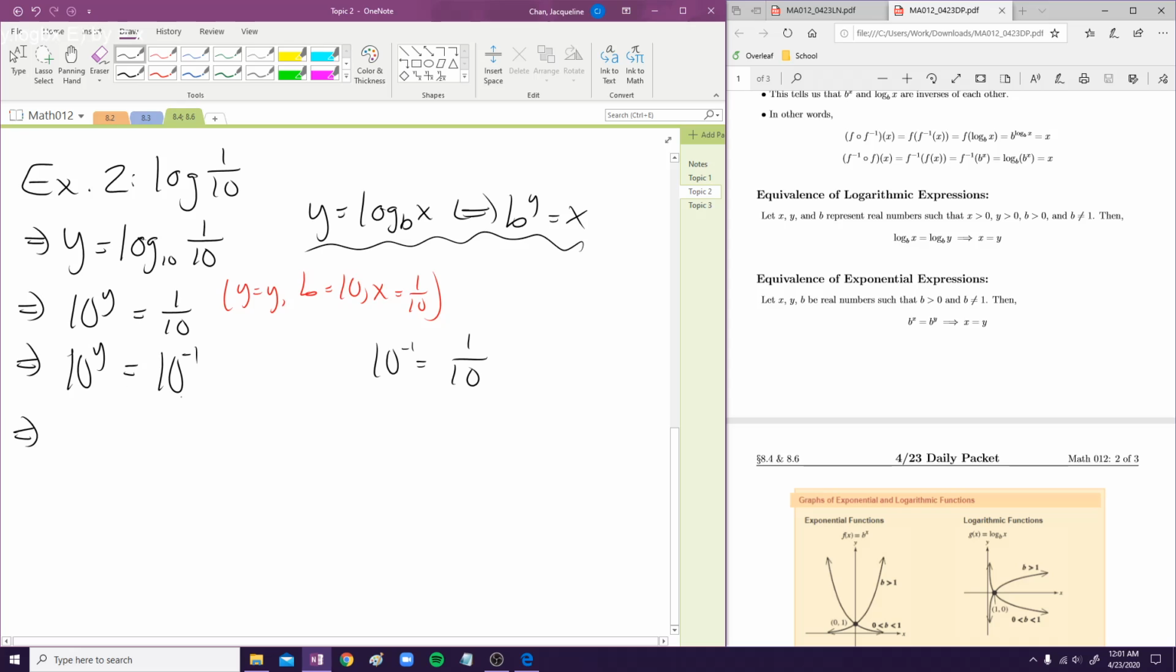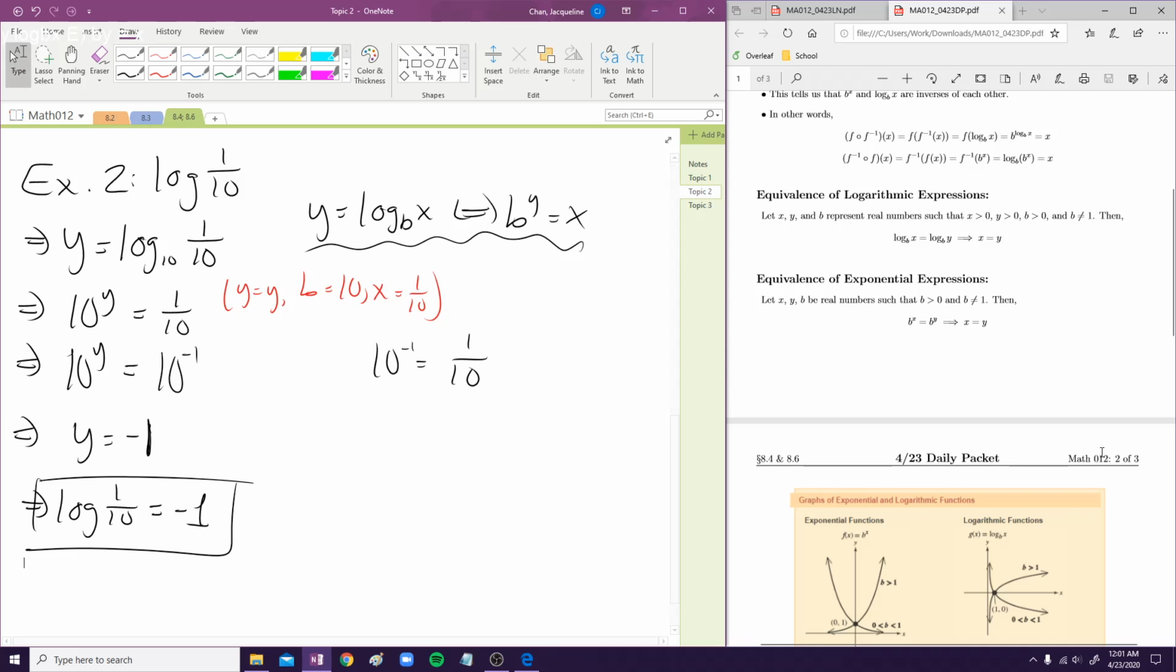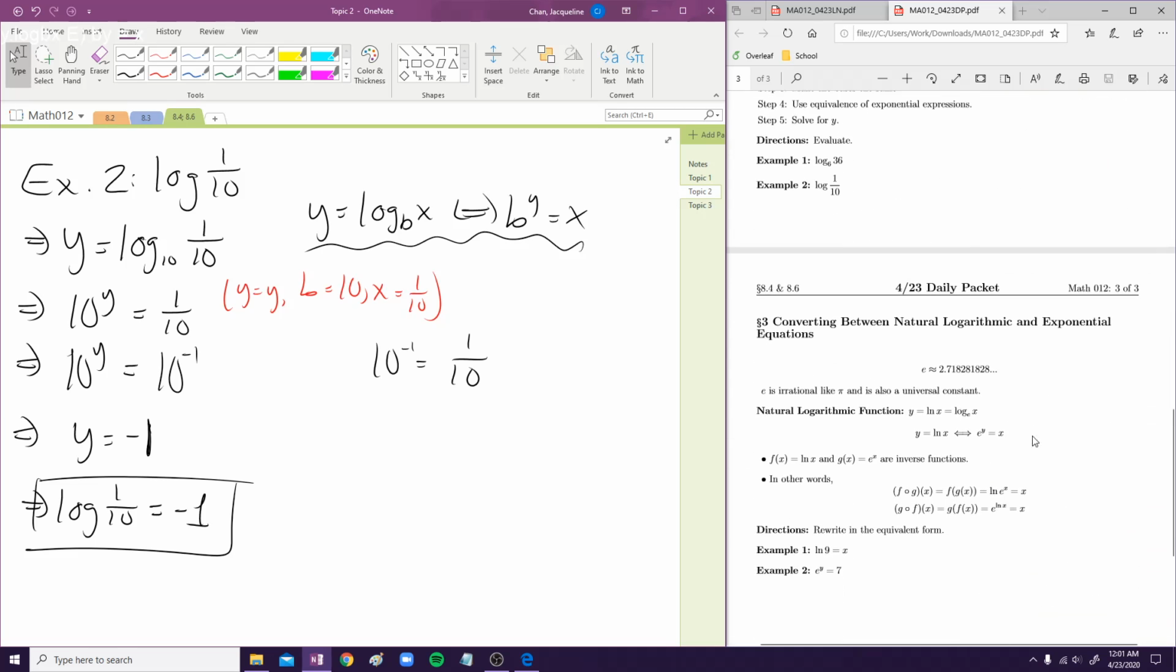Now that we have the same bases, what can we do? We can make the exponents equal, since the bases are the same. Then we usually have to solve for y, but lucky for us, y is already solved. So what does y equals negative 1 tell us? It tells us that log of 1/10 is equal to negative 1, and that's our solution. We have one more topic to talk about after this, and that is natural logs. So I'll see you guys in a little bit to talk about that.